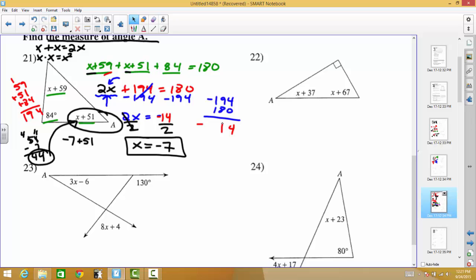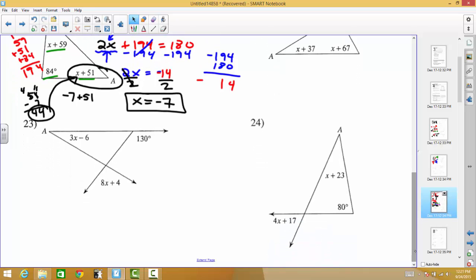Okay, we're going to go to the next page. Just remember, vertical angles are the same. So this is the same as this. And this would add to give you 180. So hopefully you notice that that's 50.